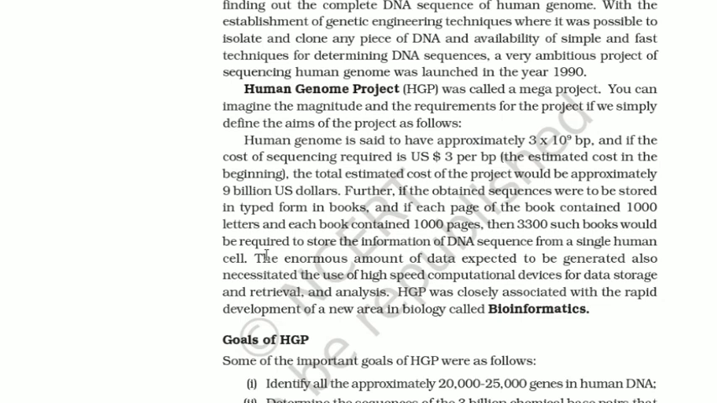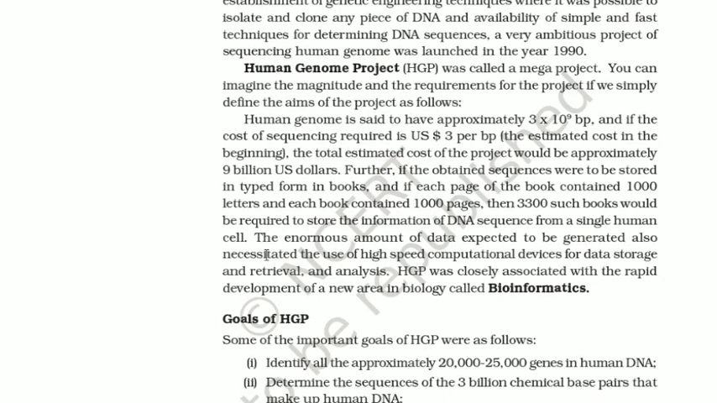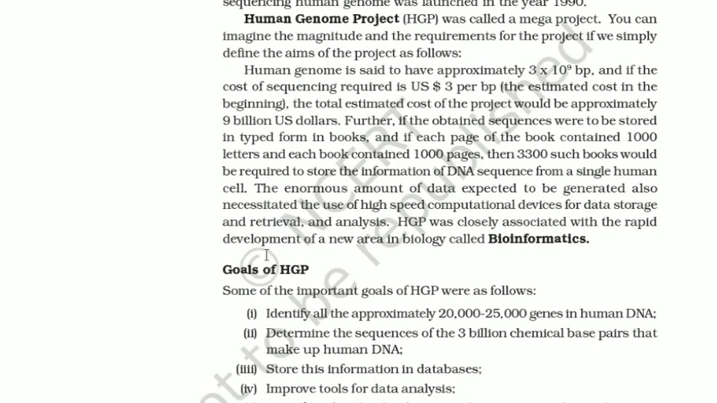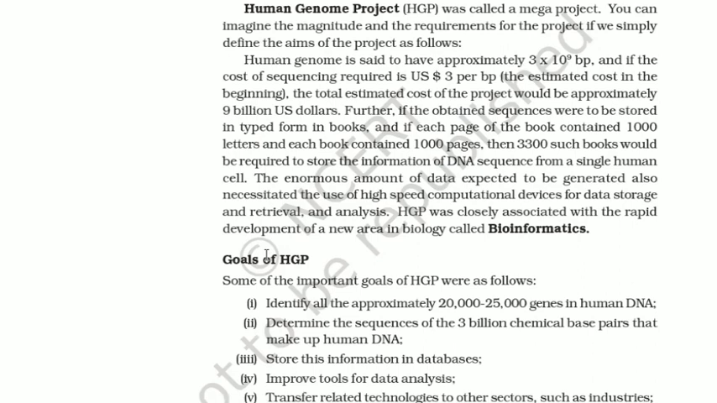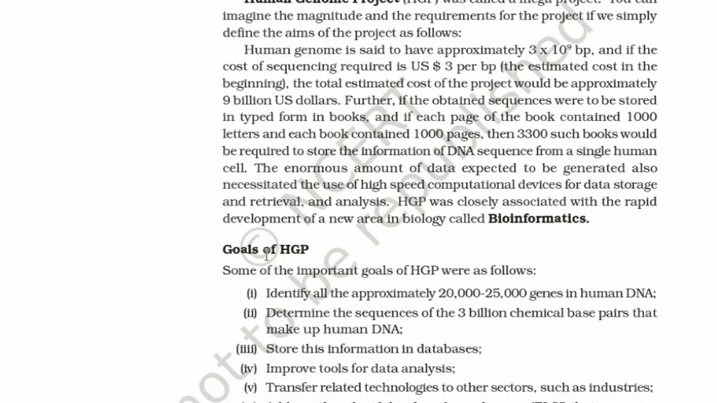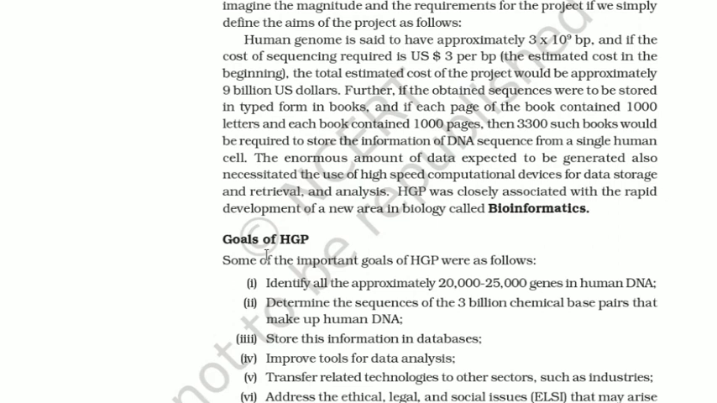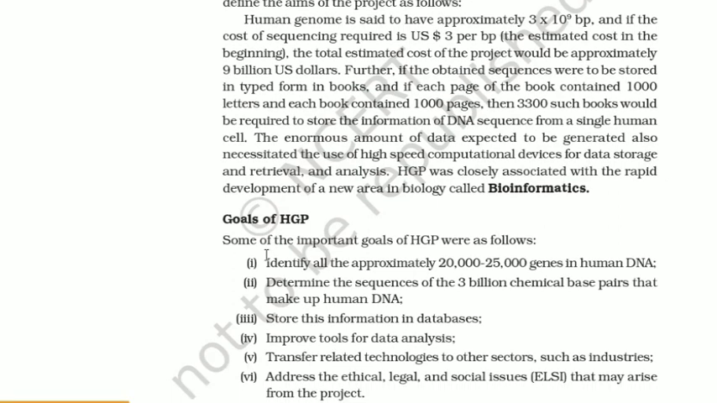A very ambitious project of sequencing the human genome was launched in the year 1990. The Human Genome Project was called a mega project. You can imagine the magnitude and the requirement for the project if we simply define the aims of the project as follows. The human genome is said to have approximately 3 x 10^9 base pairs, and if the cost of sequencing required is $3 per base pair, that is the estimated cost in the beginning, the total estimated cost of the project would be 9 billion US dollars.